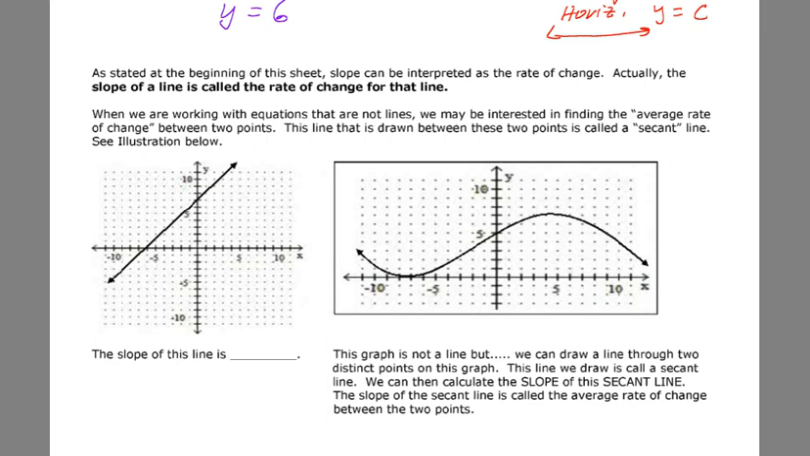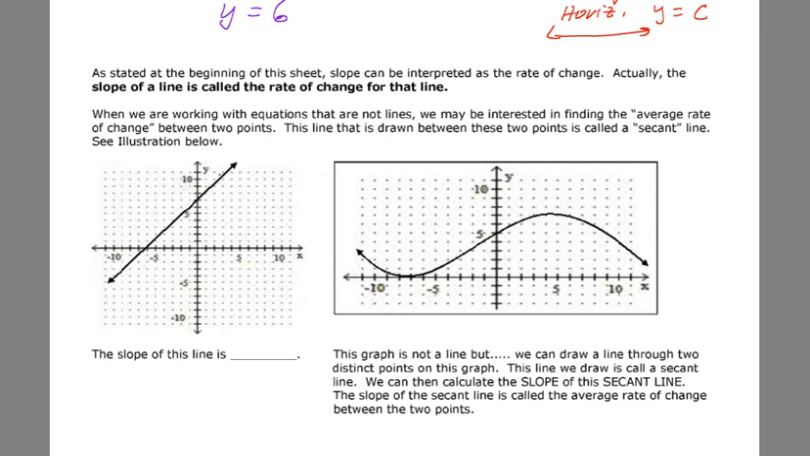If we go back and look at the beginning of the sheet, when we talked about slope, we talked about it as being the change in y's over the change in x, which is actually a rate of change. How is the graph changing? We saw positive slopes, it was a rising line. Negative slopes, it was a falling line. It's a rate of change. When we're working with equations that are not lines, it's kind of hard to find the rate of change. So let's take a look at that.